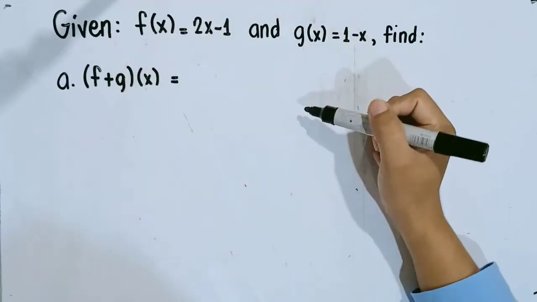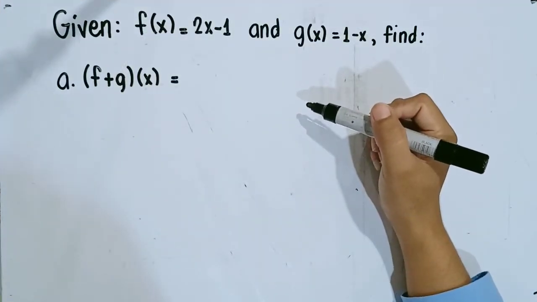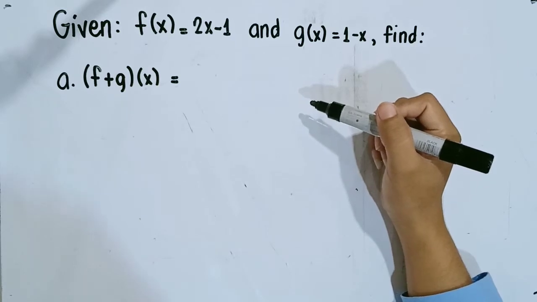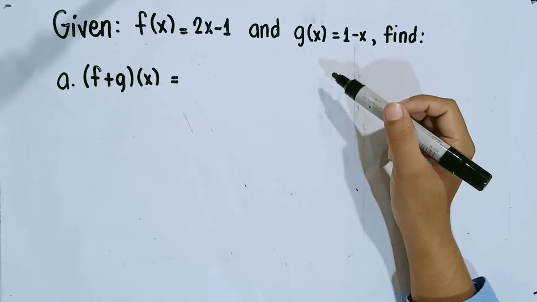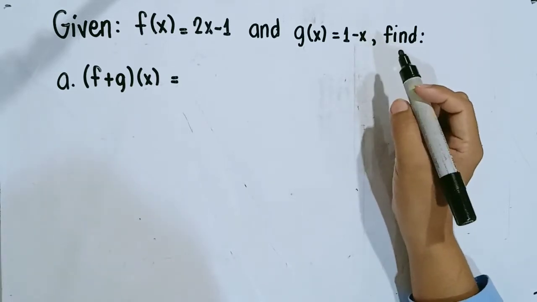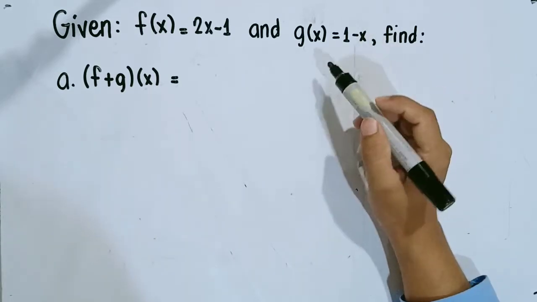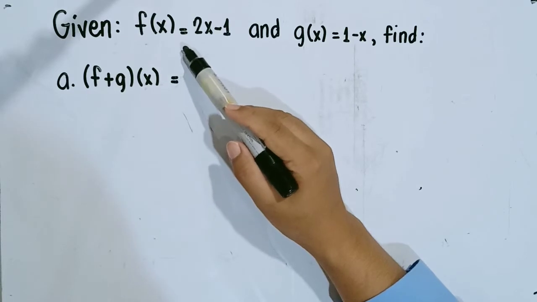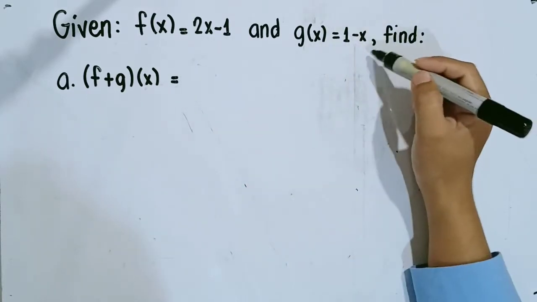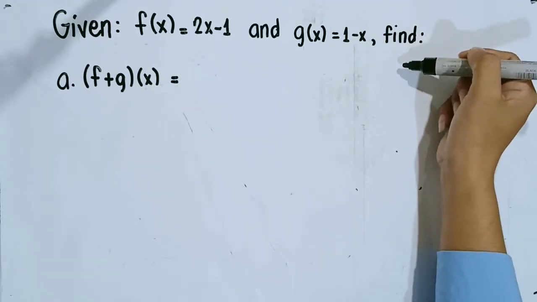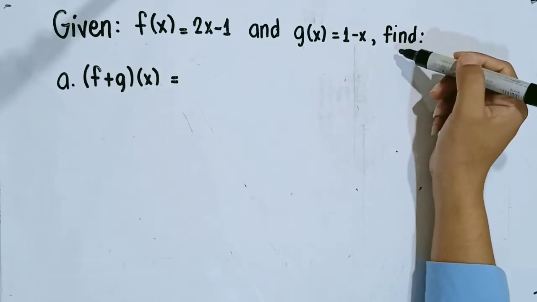Before we proceed to division of functions, let us first review our previous topic, which is about the addition, subtraction, and multiplication of two or more functions. So we have here given f of x is equal to 2x minus 1 and g of x is equal to 1 minus x. So the question is, first find f plus g of x.